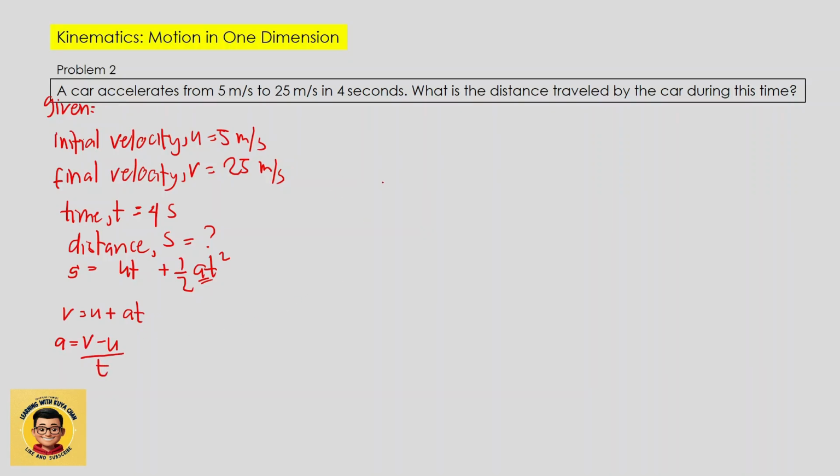So since we have already acquired the equation for the acceleration, we need to substitute the values to the equation. So we have a is equal to our v, which is 25 meter per second, minus u, which is given by 5 meter per second, over our time t, which is 4 seconds.